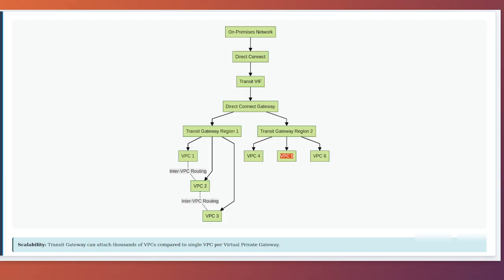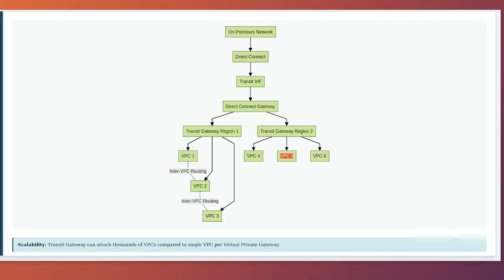Transit Gateway provides several advantages over the traditional virtual private gateway approach. First is scalability. A virtual private gateway can attach to only one VPC. Transit Gateway can attach to thousands of VPCs. Second is centralized routing policy. With Transit Gateway, you define routing policies centrally rather than configuring each VPC individually. Third is inter-VPC routing. Transit Gateway natively routes traffic between attached VPCs, eliminating the need for VPC peering meshes.